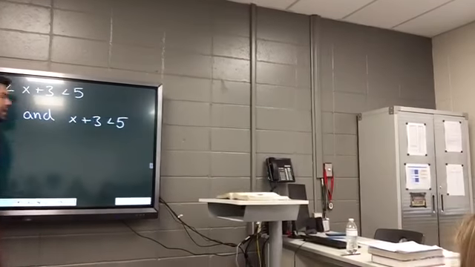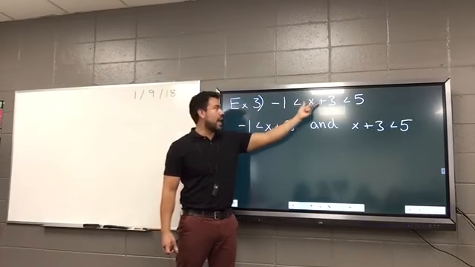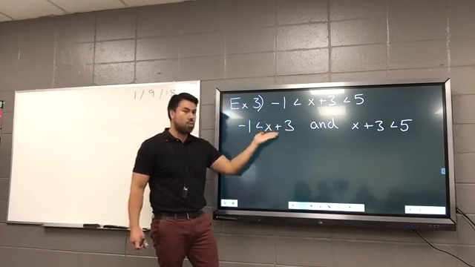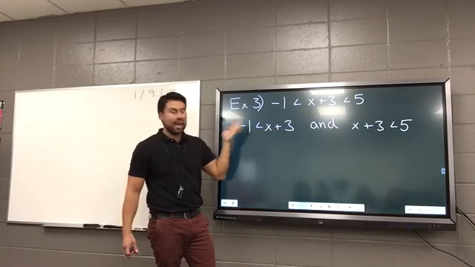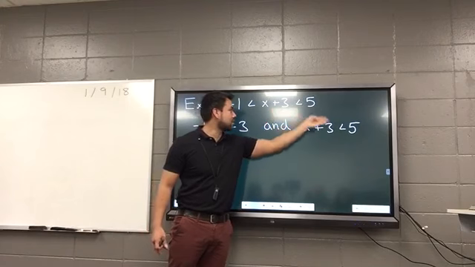Now, the reason that is the case is because, remember, the way to read this would be x plus 3 is greater than negative 1. So don't you see x plus 3 is greater than negative 1 right here? And x plus 3 is less than 5 is right there.